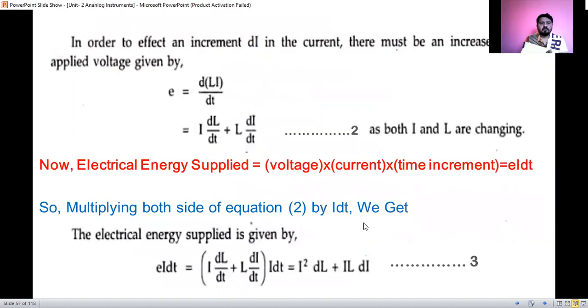So next here, in order to affect the increment of di in the current, the increment from the initial current to some current, we have changed the initial current to some current here.